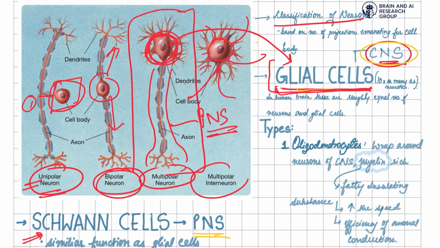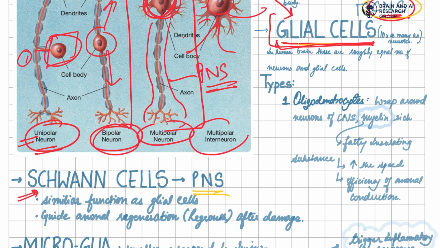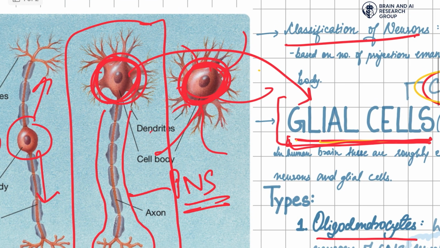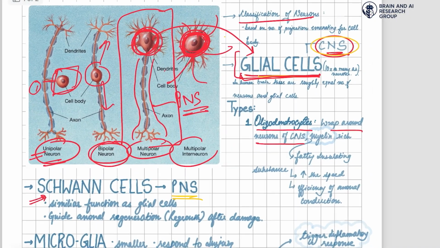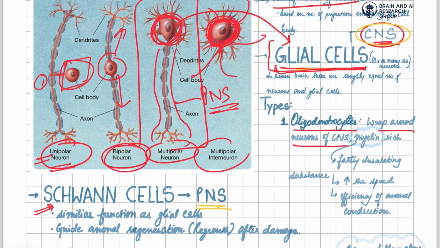Now the first type of glial cell is the oligodendrocytes. Basically they wrap around the neurons of the central nervous system. So the cell wrapped here around the cell body is the oligodendrocyte. Now they are covered with the myelin-rich sheath. As we studied myelin initially, which was a thin layer wrapped around the axon, that is the myelin sheath. This myelin sheath is rich in fatty insulating material. Its function is to increase the speed of transmission and increase the efficiency of neural conduction.